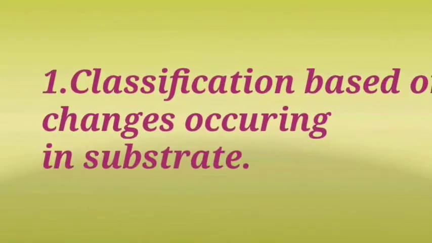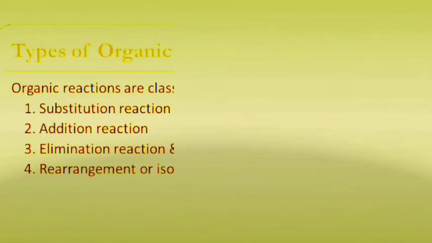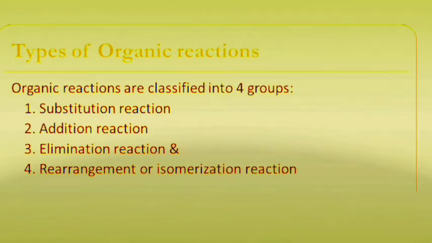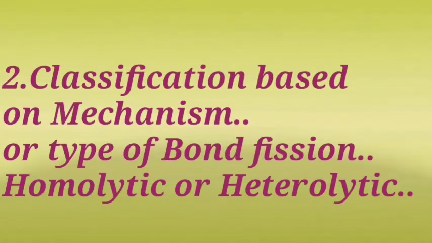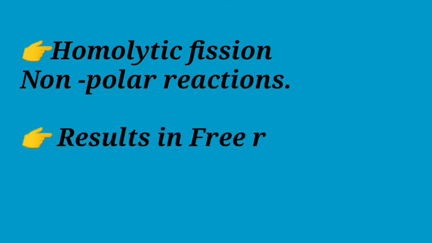First one, classification based on changes occurring in substrate. It is further subdivided into four important categories. First is substitution reaction, second is addition reaction, third is elimination reactions, and fourth is rearrangement reactions. Then the second classification is based on mechanism, or say the type of bond fission, whether homolytic fission or heterolytic fission. Students, homolytic fission can also be termed as non-polar reaction.